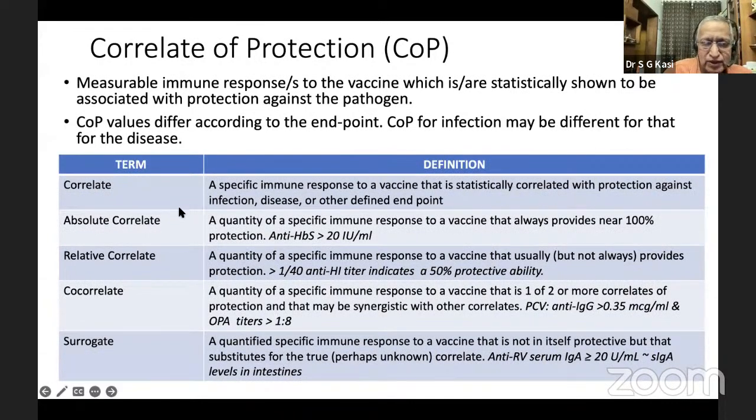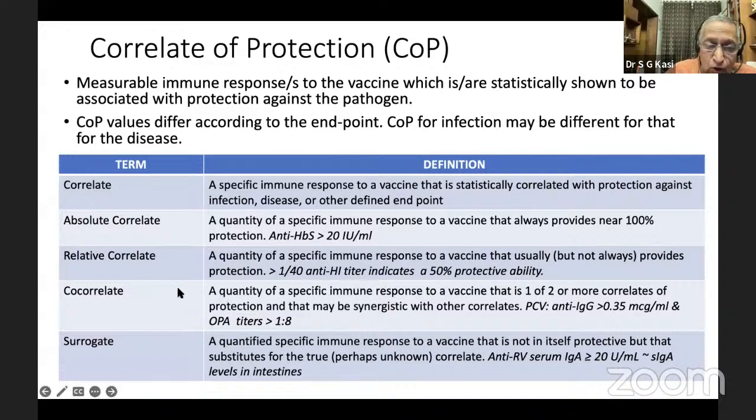One can be absolute. That means you have this value, you're 100% protected. Like anti-HBs greater than 10 international units, you're certain you're not going to get chronic hepatitis B infection. Another is relative, where it may offer protection in the majority of cases. Take the classical example of influenza. What is the correlate of protection? A titer of greater than 1 in 40 of the anti-HA HI titer indicates a 50% protective ability. So this is a relative.